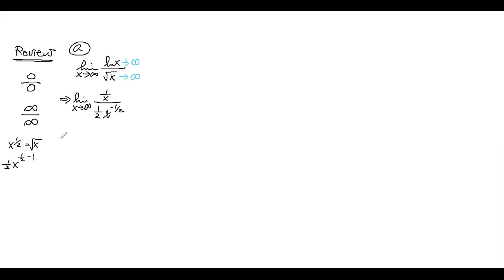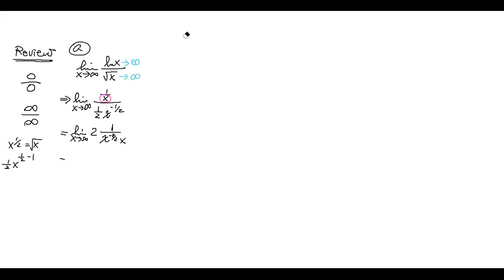Now we can simplify a little bit, as x approaches infinity. The x in the denominator of the numerator flips over, and the x to the negative 1/2 goes down to the denominator as well. So what happened here?